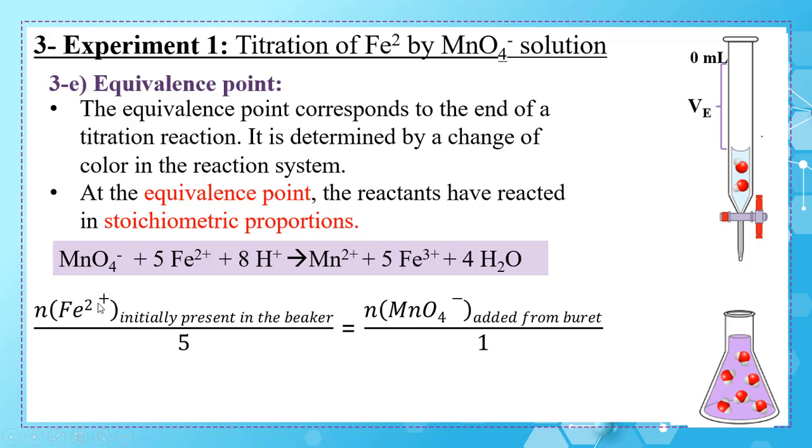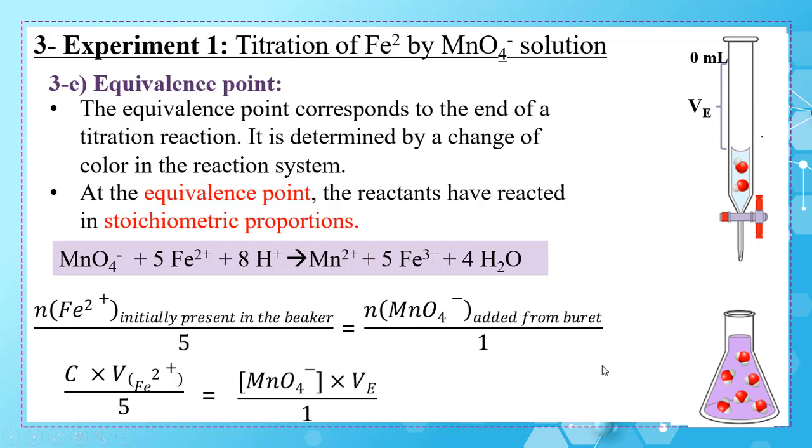Now, instead of the number of moles, we can place C times V. So, C times the volume of Fe2+ that was initially added in the Erlenmeyer flask, and here we place the concentration of MnO4- times the volume equivalence. We know the volume of equivalence point using the burette. We know the concentration of MnO4- because it is a titrant. We know the volume of Fe2+ initially added in the Erlenmeyer flask. Therefore, we can determine the unknown concentration of the analyte, which is in this case Fe2+.